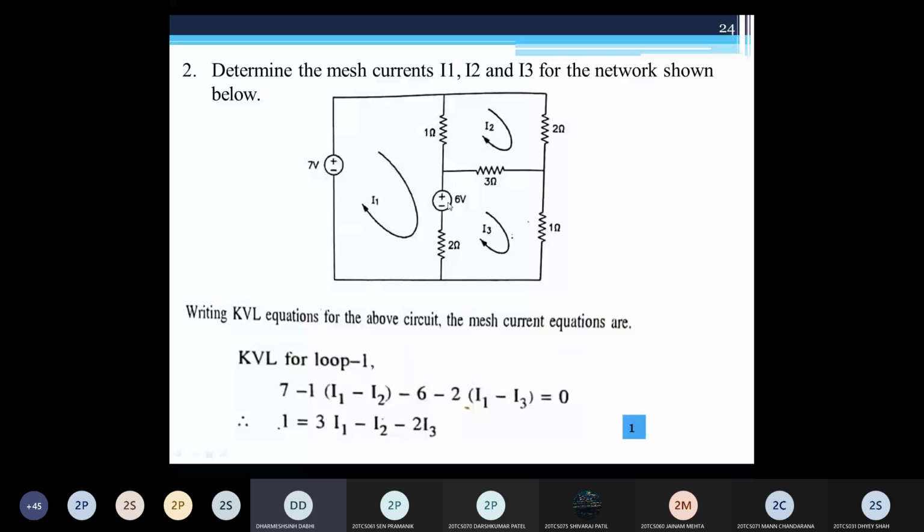When the same polarity terminals of voltage sources are connected with each other, then we subtract 6 volt from the 7 volt, because the positive terminal of the 6 volt is connected with the positive of the 7 volt. If here it were a negative terminal connected with the positive terminal of the 7 volt, then we would consider the summation of the two voltage sources, 7 plus 6 volt. But here it is the same polarity, so there is a subtraction, 7 minus 6.